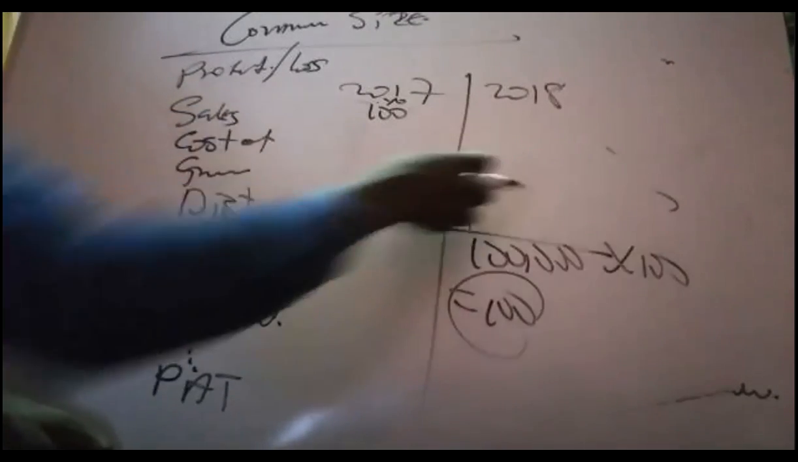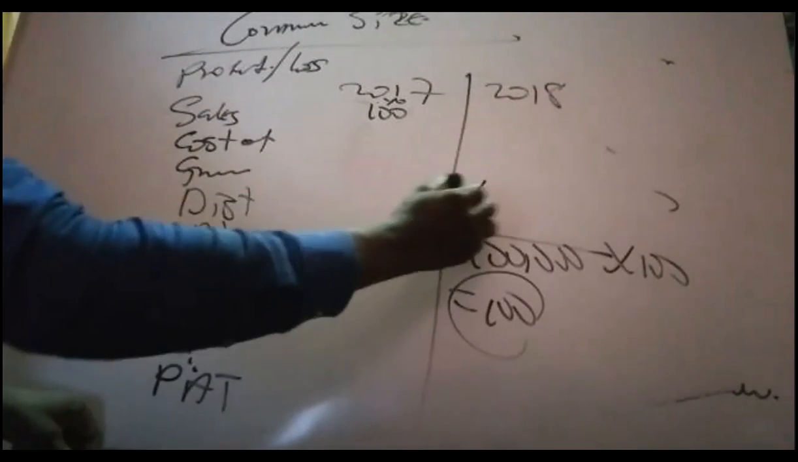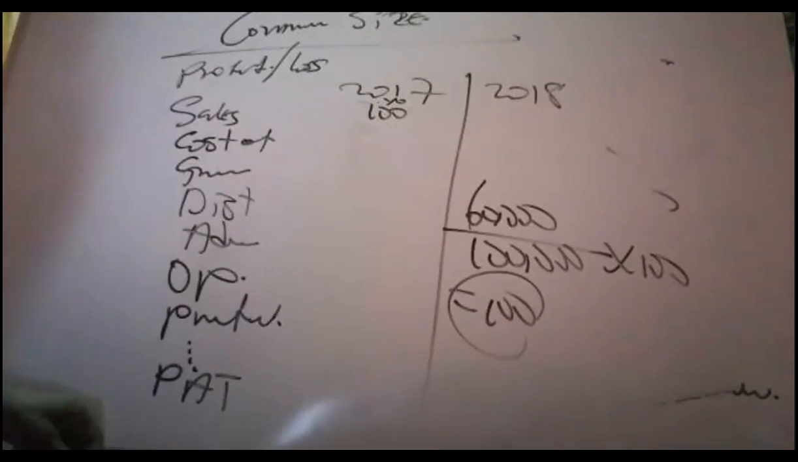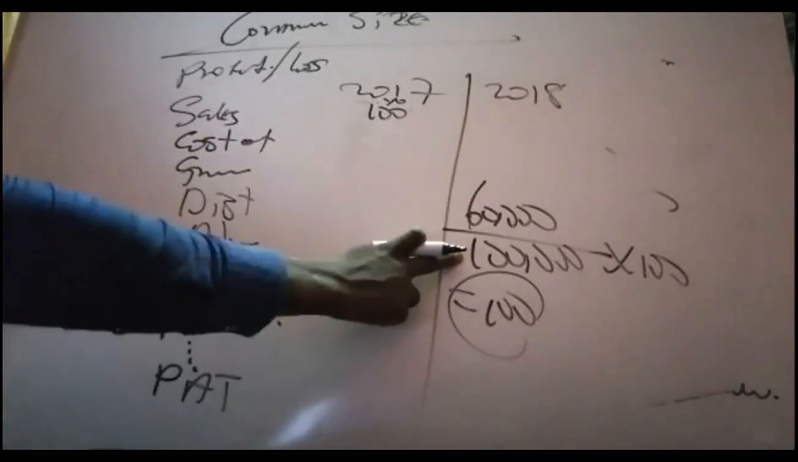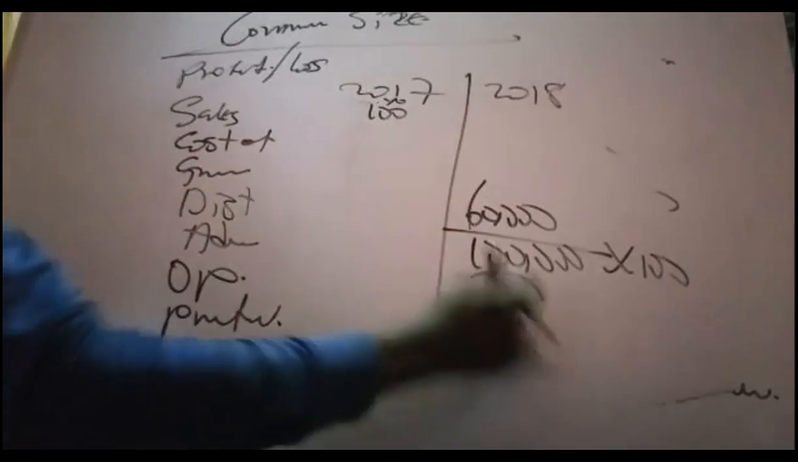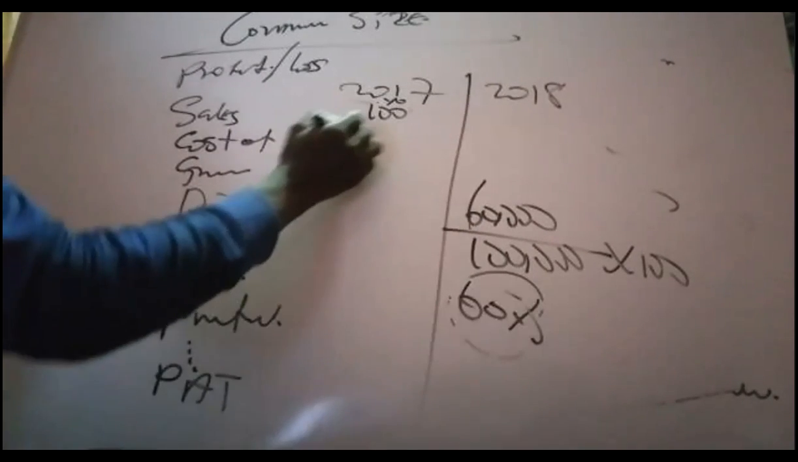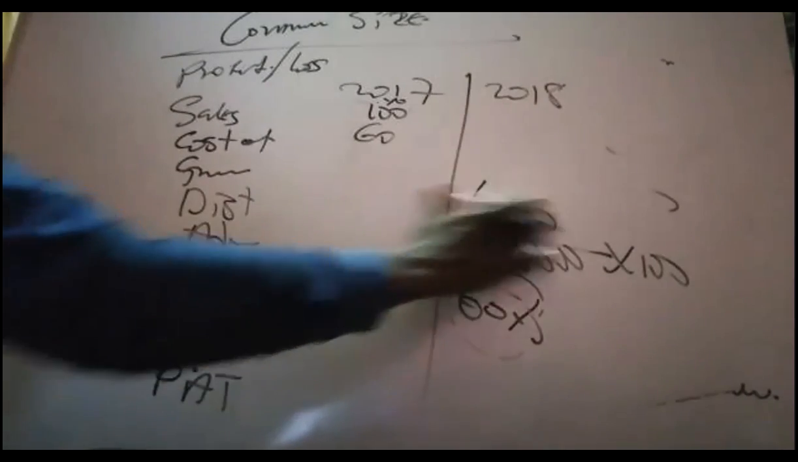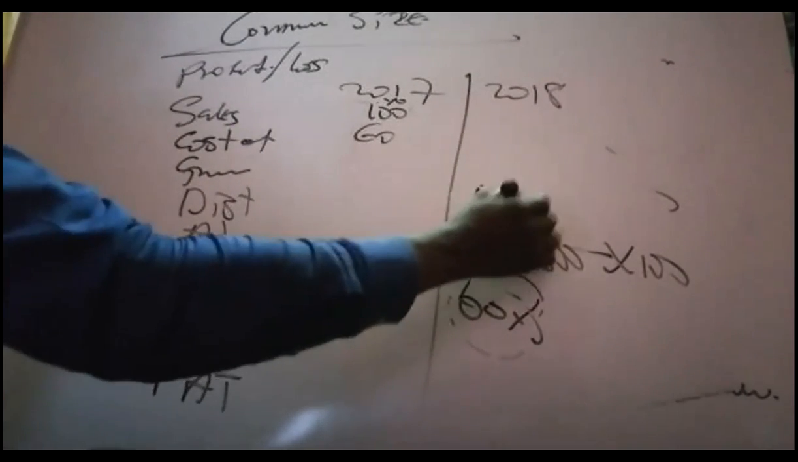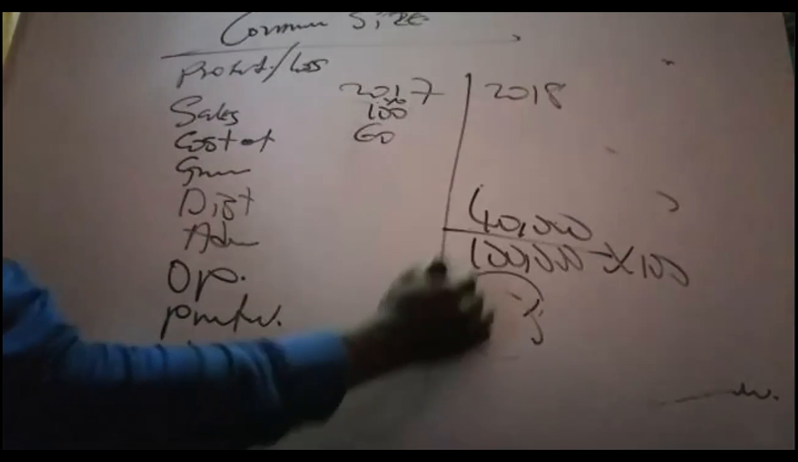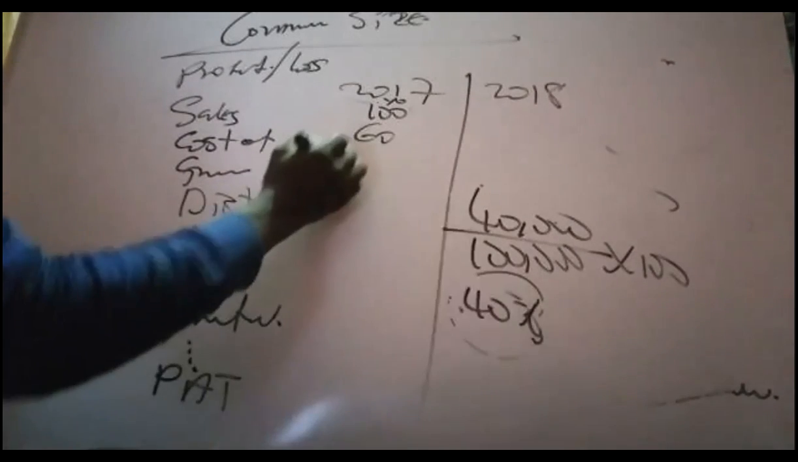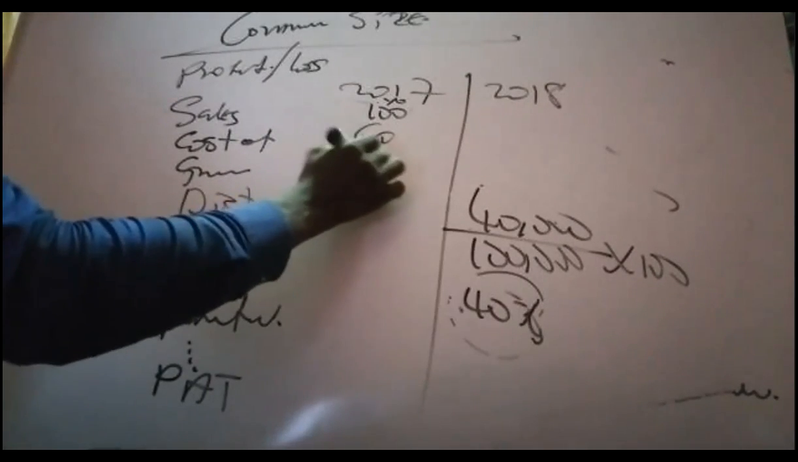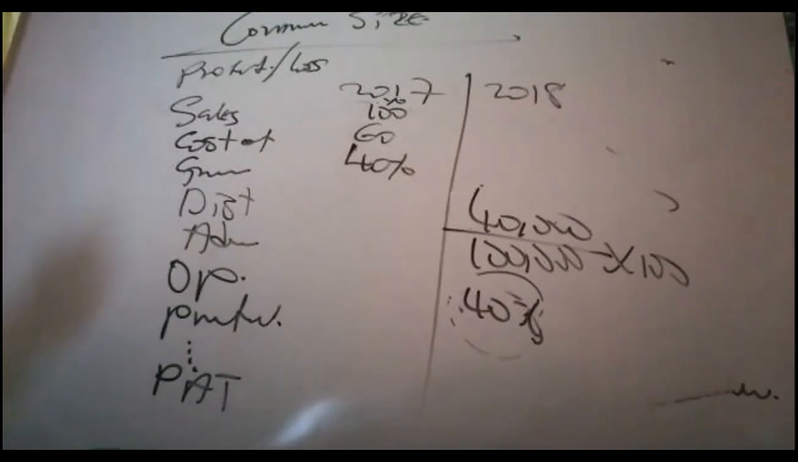The next item on the list is cost of sales, which is 60,000. So divide the 60,000 by the common base, 100,000, times 100. The answer will be 60%. So cost of sales is 60. You go to the gross profit, which happened to be 40,000. So that will give us what? 40%. So here is 40% in that order. And it will continue to the end.